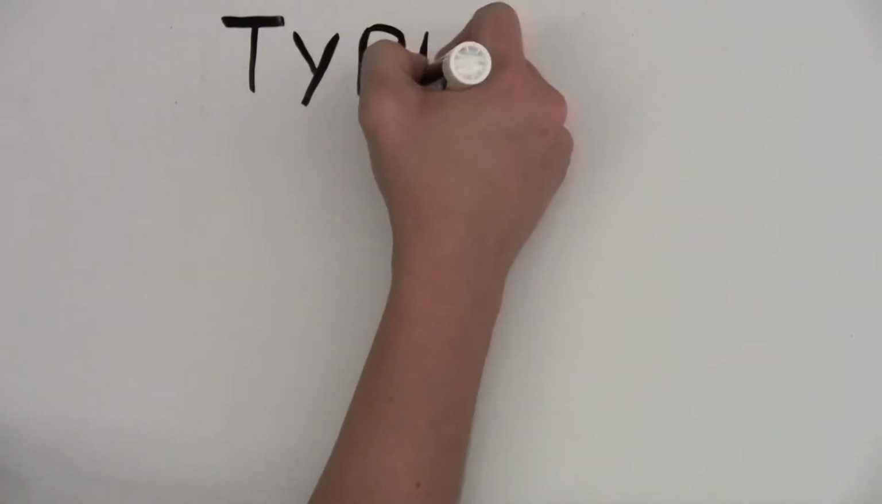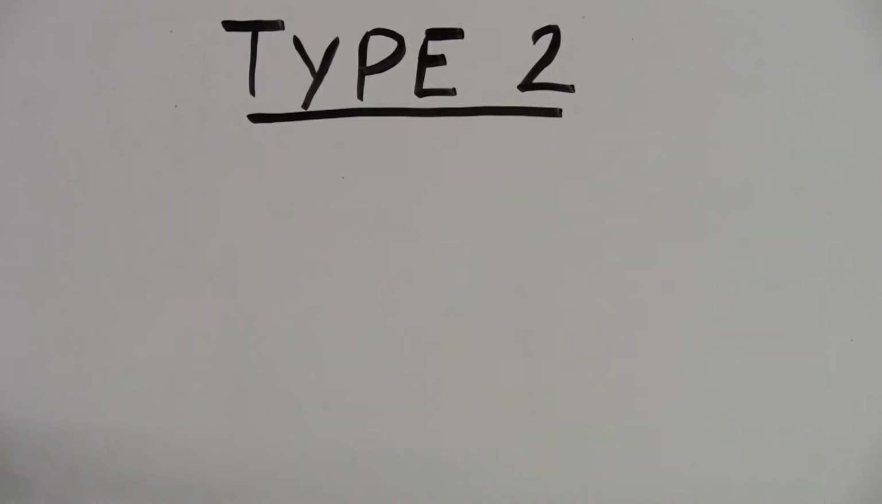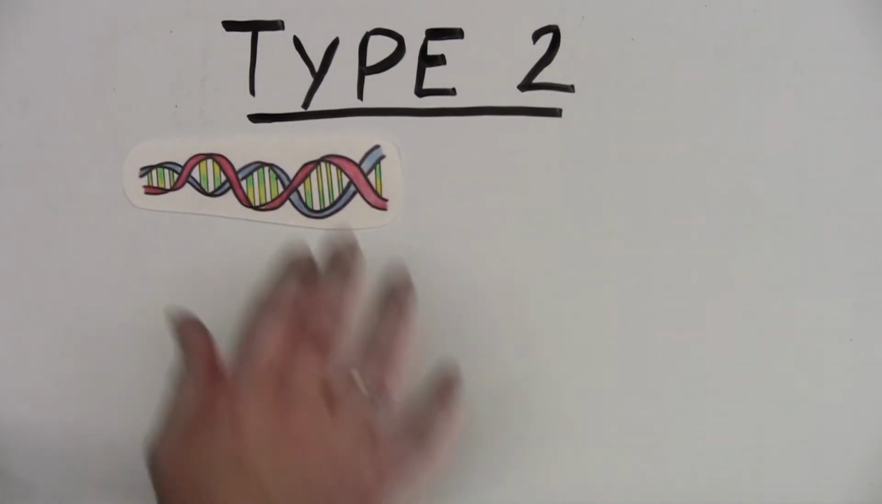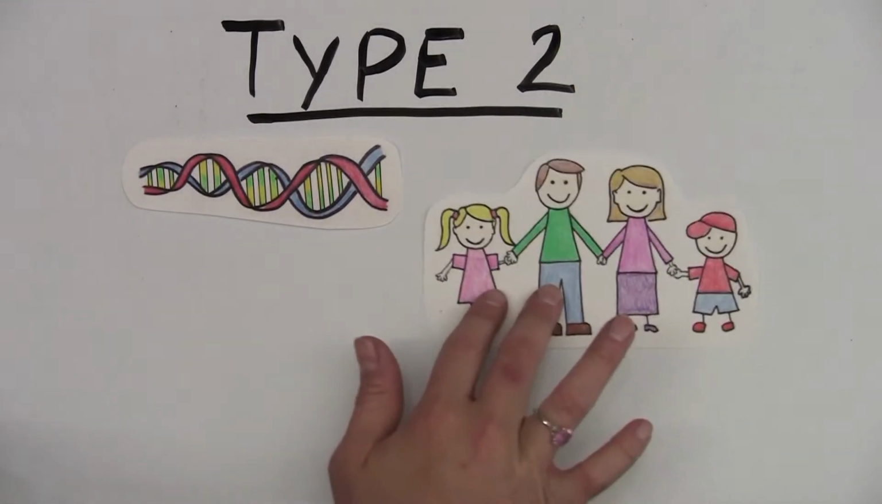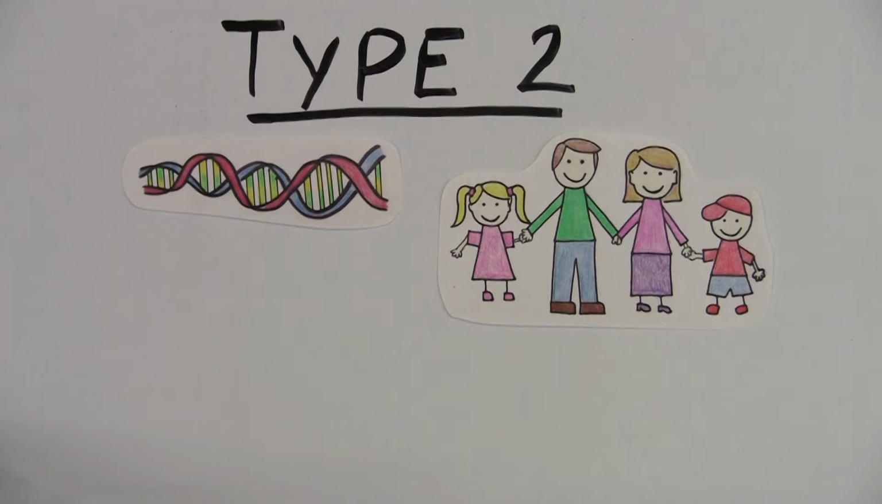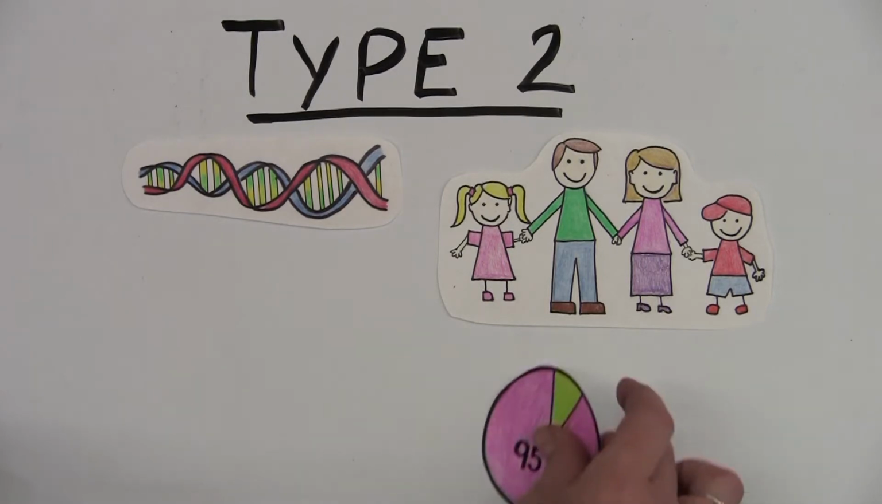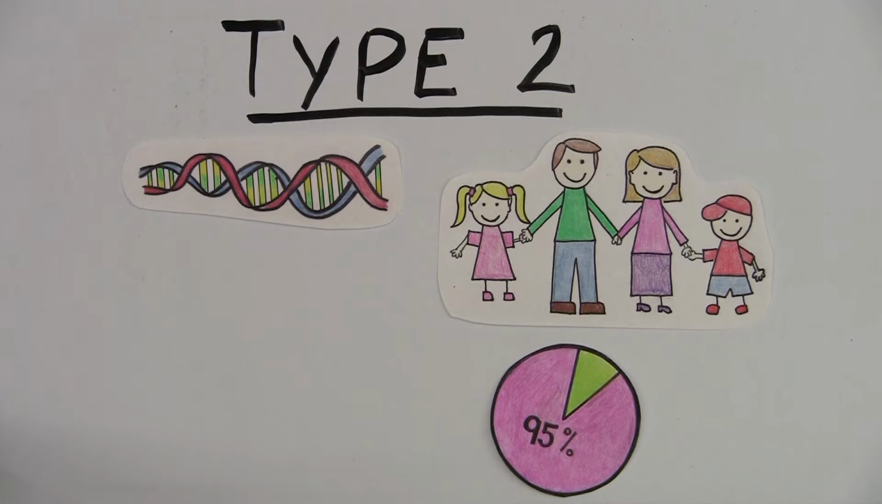Type 2 diabetes. Type 2 diabetes can also be associated with your genes. No, not those genes. If your family members have diabetes, you are more at risk for developing type 2 diabetes. This type of diabetes is the most common out of all of them. Out of all the people with diabetes, 90 to 95% have type 2 diabetes.